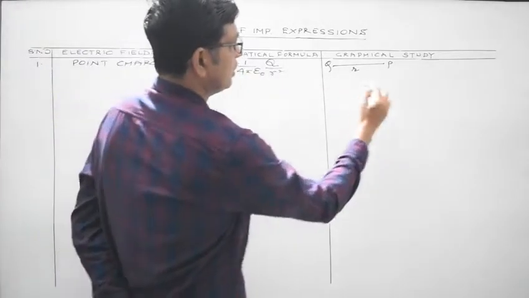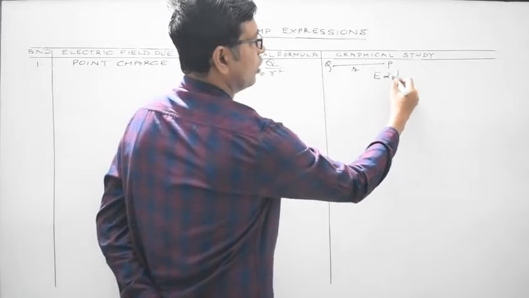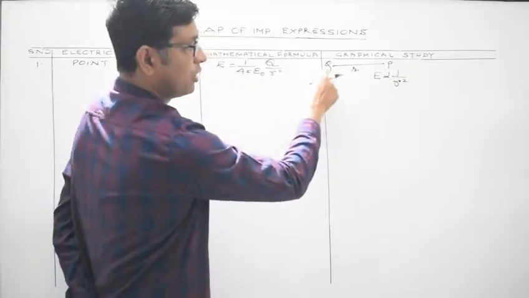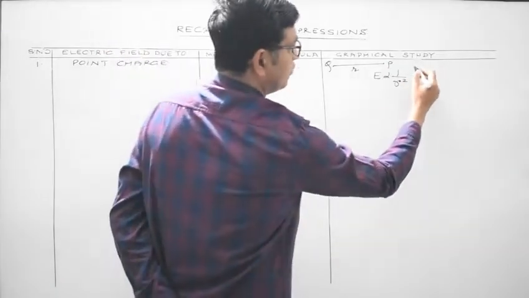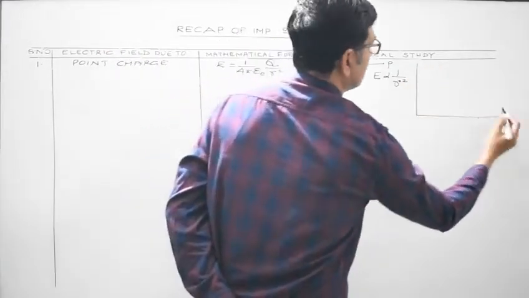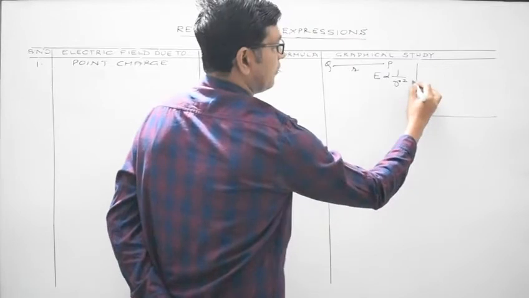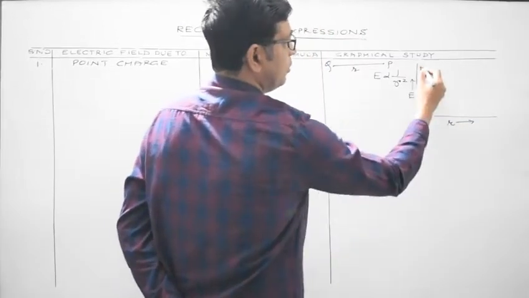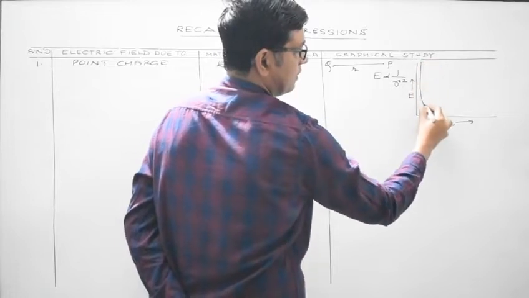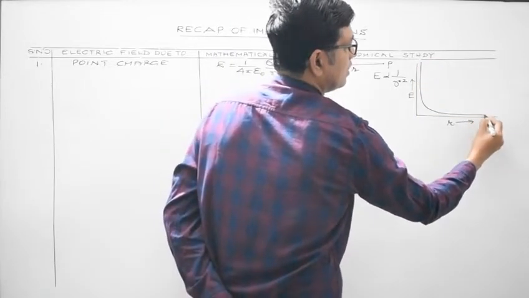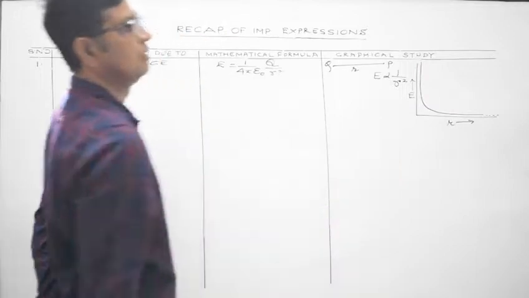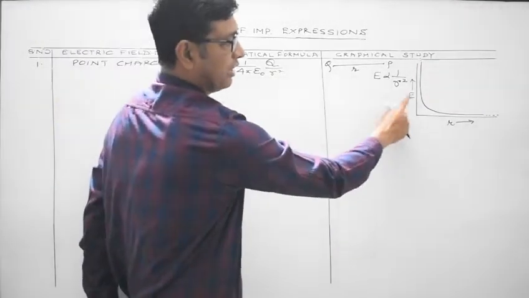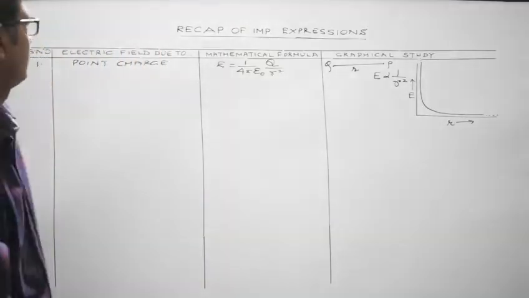You can easily observe electric field obeys the inverse square law. E is inversely proportional to the square of the distance of the observation point from the charge. So its graph would be like this. Suppose this represents electric field and the horizontal axis represents distance. So it will be like this. It will meet at infinity. So this is the graph for electric field due to a point charge, its variation with distance r, right?